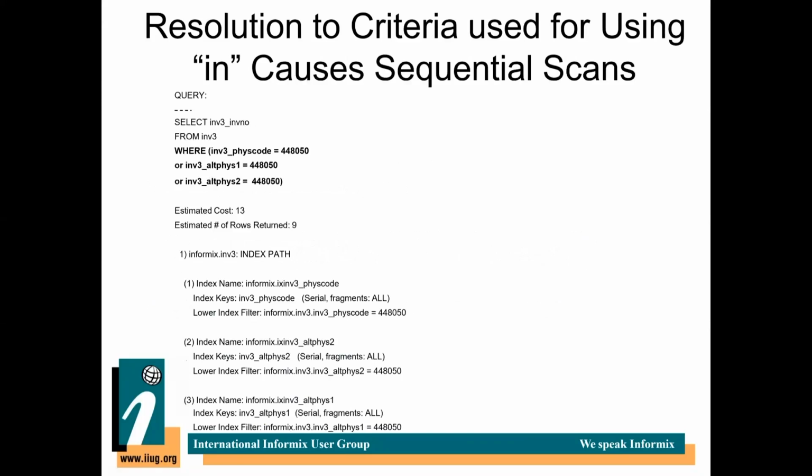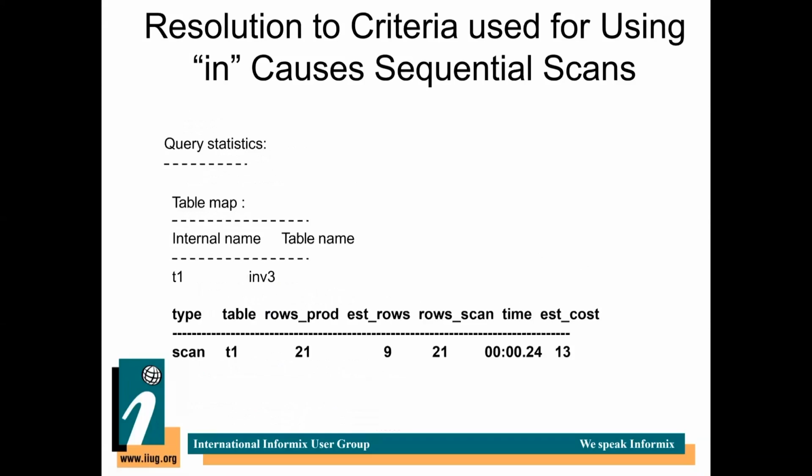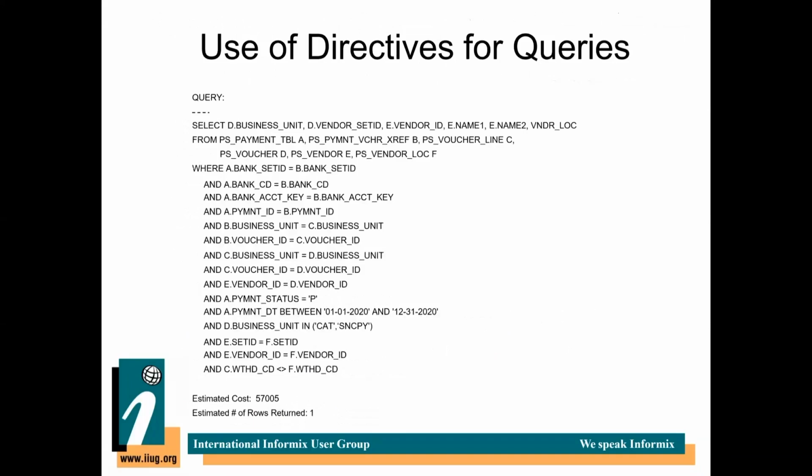And then here's another resolution to criteria using the in clause for sequential scan. Sorry, this should be in order. So here we're selecting from the table where value equals different values. Again, in here it's doing an index scan, but it's not on every table. So it's taking more time.